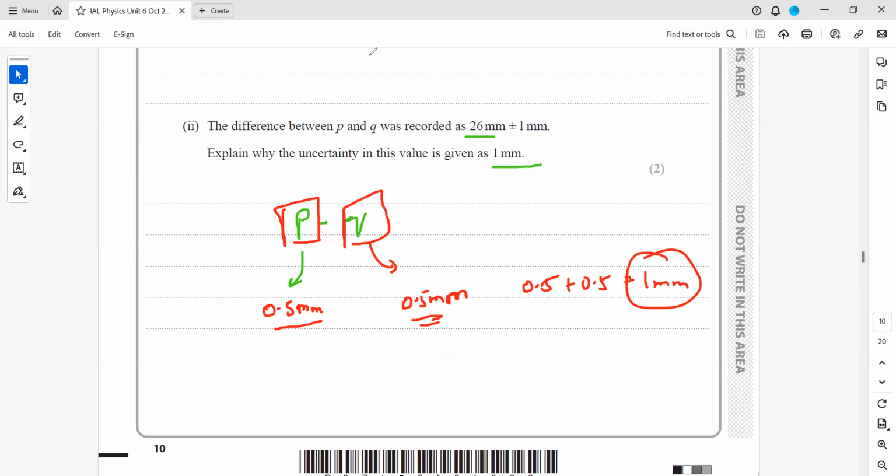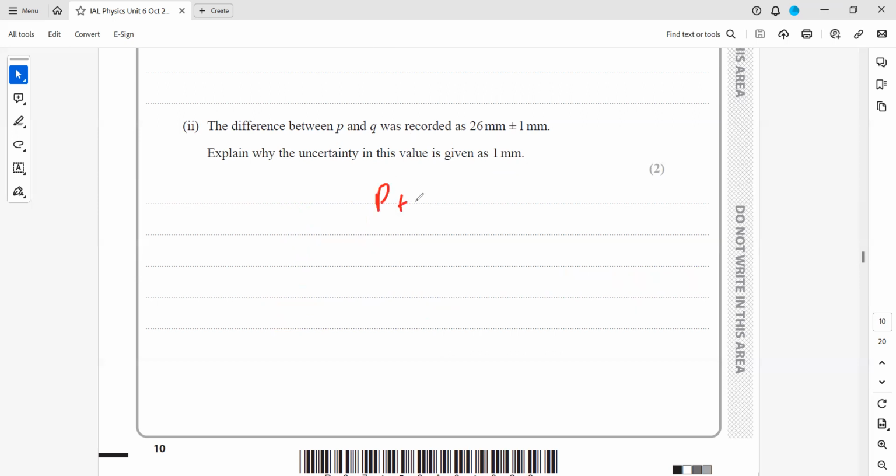Even if we were finding P plus Q, the uncertainty would also be the same, because the uncertainty in P is 0.5 millimeter and the uncertainty in Q is also 0.5 millimeter. So uncertainty always adds, whether we add the quantities or subtract them. Multiplication is different, it will be multiplied by a factor, but in addition and subtraction, uncertainty always adds. So even in addition of P and Q, that will also be 1 millimeter. Subtraction also 1 millimeter.